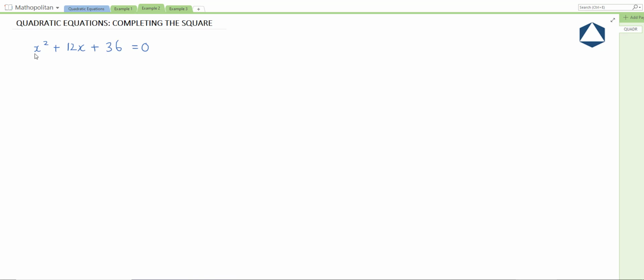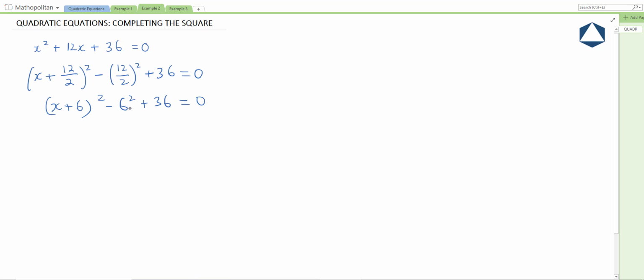Now for the next example, we have x squared plus 12x plus 36 equals 0. So again, we'll convert this to a perfect square. So there will be x plus 12 divided by 2, and then we square it. And then we'll minus 12 over 2 to the power of 2 plus 36 equals 0. So 12 over 2 will be equal to 6, and this will be 6 squared. And of course 6 squared is equal to 36, so negative 6 squared plus 36 will be equal to 0. So we are left with x plus 6 to the power of 2 equals 0. So in this case x is equal to negative 6. So this is a perfect square.